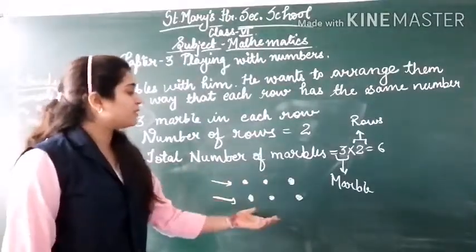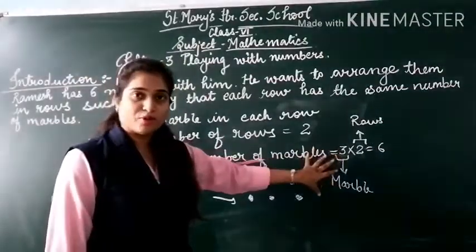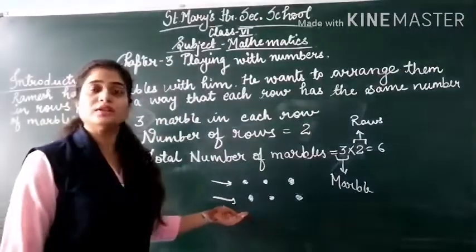So the arrangement is 3 into 2. 3 is the number of marbles and 2 is the number of rows. So how many marbles are there? Total 6 marbles.